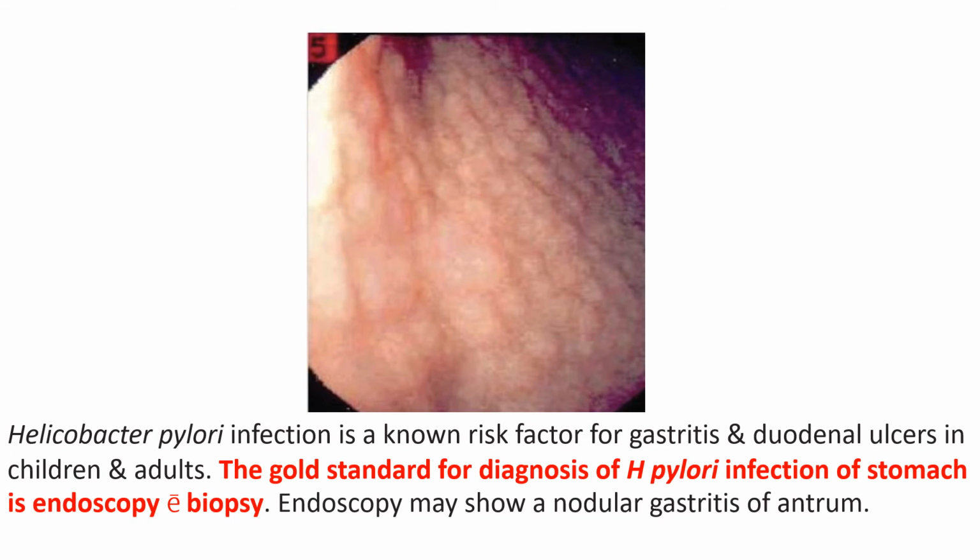H. pylori infection is a known risk factor for gastritis and duodenal ulcers in children and adults. The gold standard for diagnosis of H. pylori infection of the stomach is endoscopy with biopsy. Endoscopy may show a nodular gastritis of the antrum.